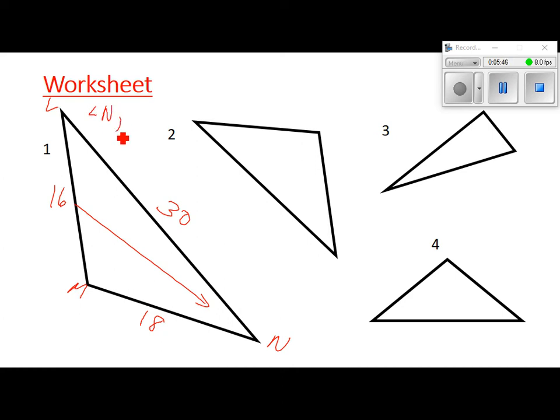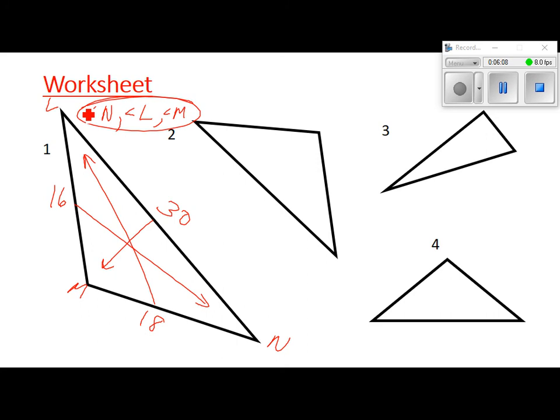How do we know which angle's the next smallest? Which one's the next smallest side? So what's the next smallest angle? Angle L. Make sure I can tell your angle symbols and stuff. And then what's that tell us about angle M? It's the longest, it's the biggest. So that would be our answer on that one.